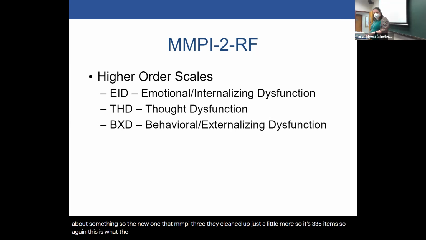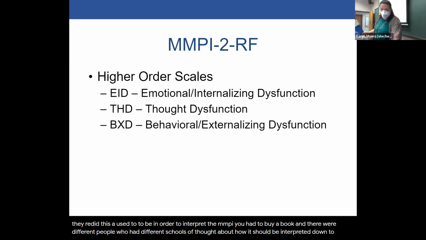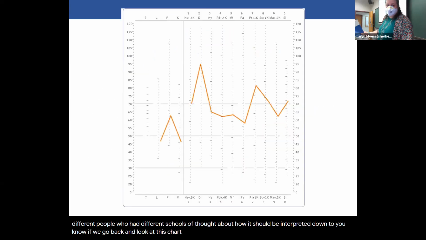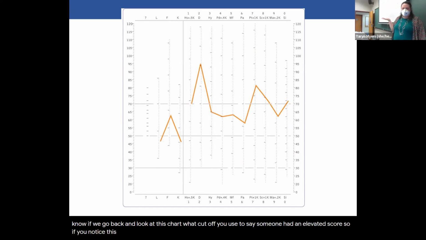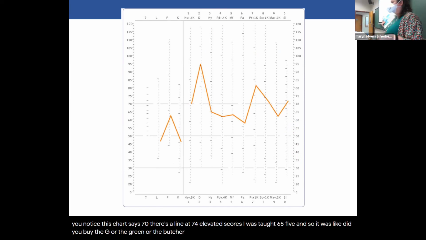So again, this is what the person would see, and then this is what the clinician gets. And I absolutely love how they redid this. It used to be that in order to interpret the MMPI, you had to buy a book. There were different people with different schools of thought about how it should be interpreted, down to what cutoff you use to say someone had an elevated score. This chart says 70, there's a line at 70 for elevated scores. I was taught 65. So it was like, did you buy the Graham or the Green or the Butcher book? And that's how you interpreted it.